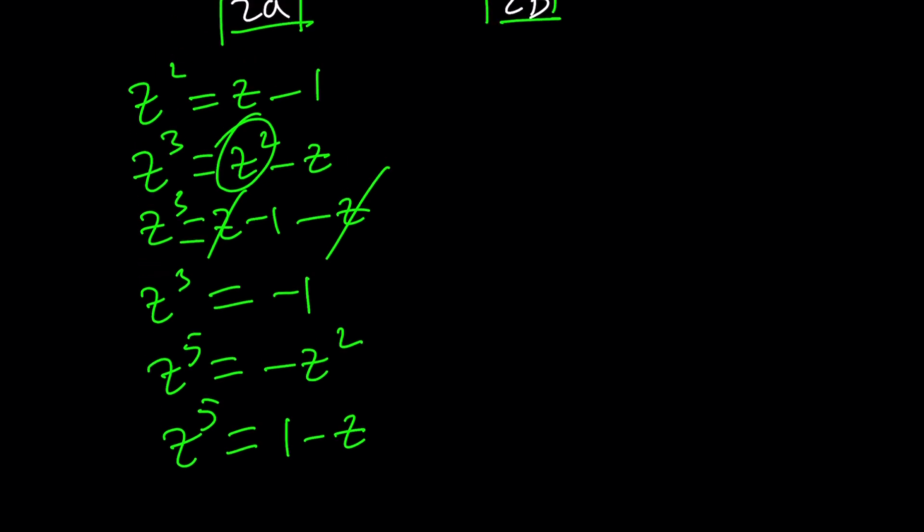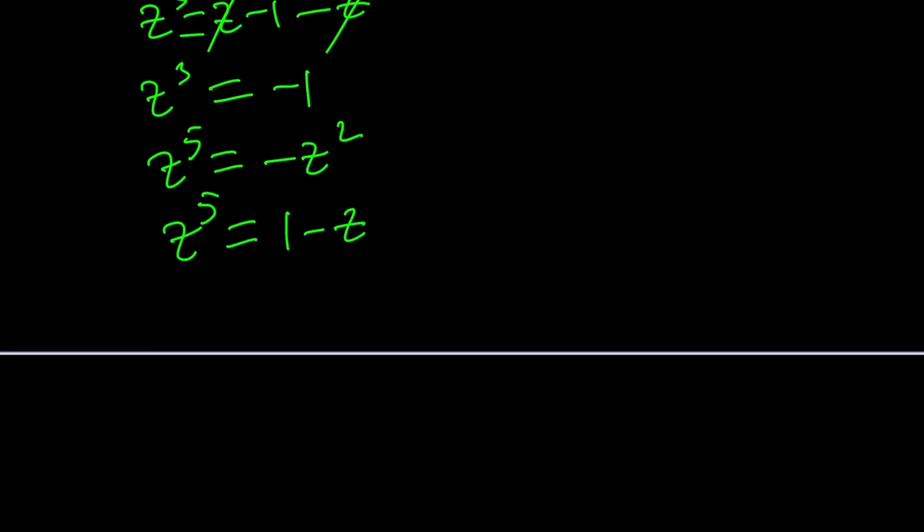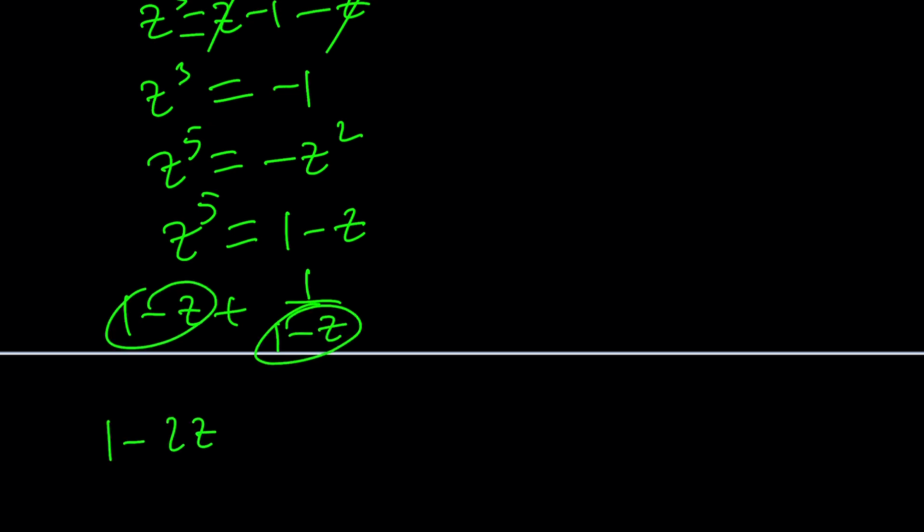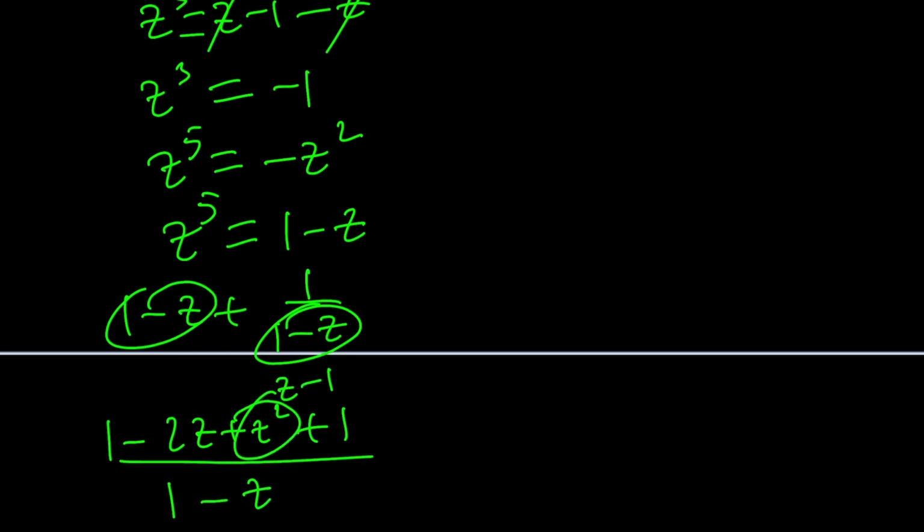Okay, now let's go ahead and write this, and then write that. And now I'll make a common denominator. That'll be 1 minus 2z plus z squared plus 1, divided by 1 minus z. You got to remember, z squared can be written as z minus 1. So minus 1 and plus 1 will cancel out. We're going to have 1 minus z over 1 minus z, which is 1. So the answer is 1 from here.